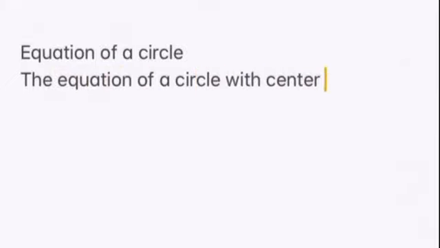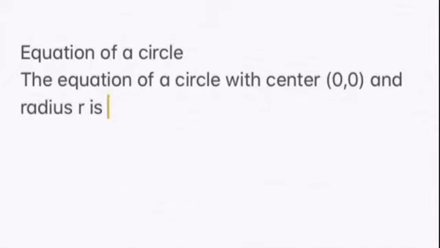Now we're going to look at the equation of a circle. You can use Pythagoras' theorem to derive equations of circles on a coordinate grid. For any point (x, y) on the circumference of a circle, you can use Pythagoras' theorem to show the relationship between x, y, and radius r. The equation of a circle with center (0, 0) and radius r is x squared plus y squared equals r squared.